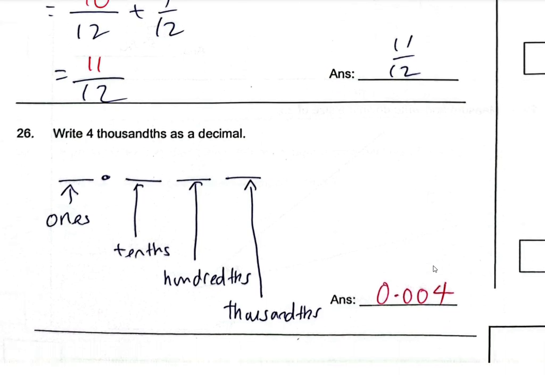Now, next one, writing 4 thousandths as a decimal. So this will be ones, tens, hundreds, thousands, right? So they want to write 4 thousandths. So 4 is right at the back here in the third decimal place. First decimal place is the tenths. Second decimal place will be the hundredths. And the third decimal place is thousandths. So that's where my 4 goes to here.